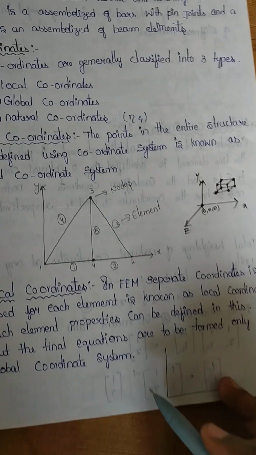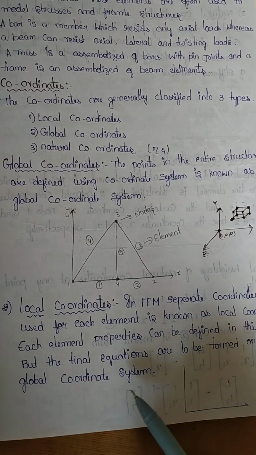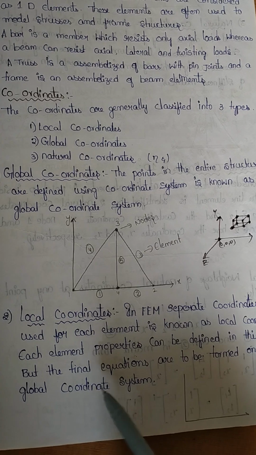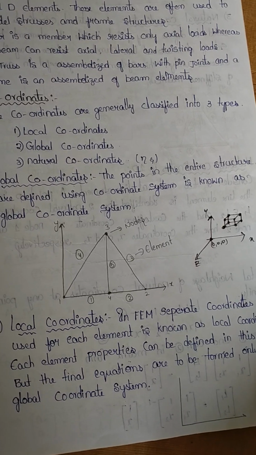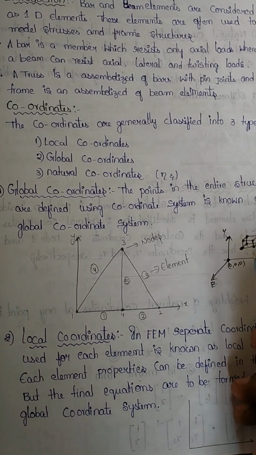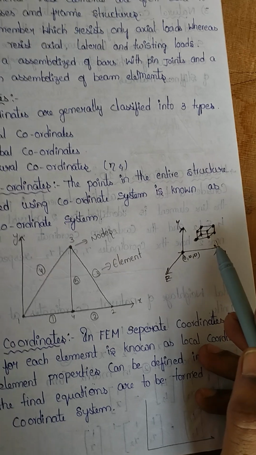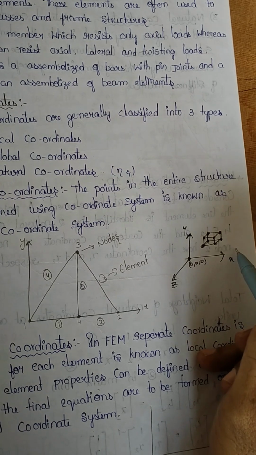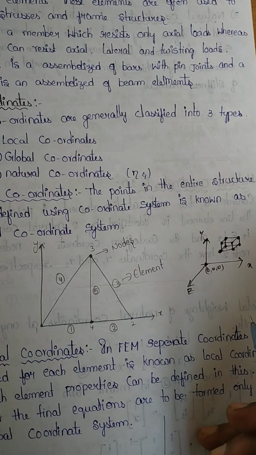We are coming into the local coordinate system. In FEM, separate coordinates are used for each element as local coordinates. Each element's properties can be defined in this, but the final equations are to be formed only in the global coordinate system. Here a link is established between the local and global coordinate systems. Let us know about this. Here I have given one example of a brick in the global coordinate system. This particular brick is in a three-dimensional form where it has x, y, z. Using this coordinate system, framing a stiffness matrix is very difficult.